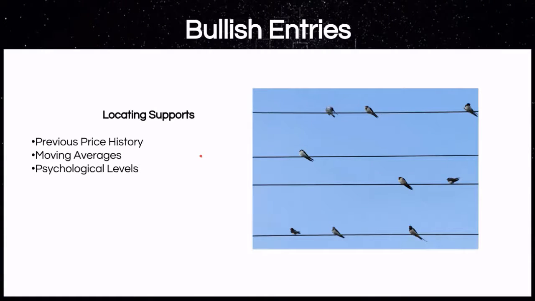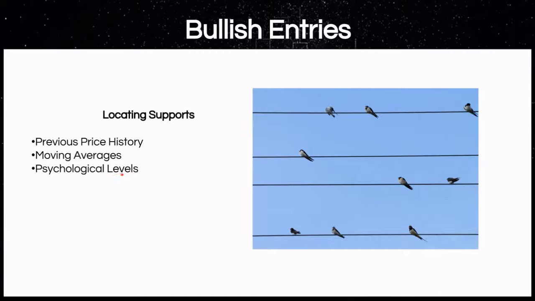So in order to identify these key support levels, we're going to be looking at three things. The first is the previous price history. Where has the price bounced off of in the past, and where can we expect it to bounce off of in the future? Moving averages, we just went over those a little bit, but we're going to be looking at how they interact with the price on the chart and seeing those support levels hold. When the price is above a moving average, it acts as support.